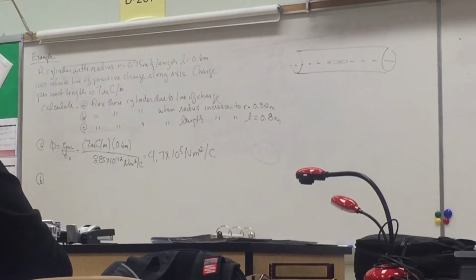Actually, it's not extraneous information because of part B. It seems to be the radius of the Gaussian surface, because we're giving a radius that is still not the radius of the cylinder we're given. That's a very good point. So what's the answer to part B?